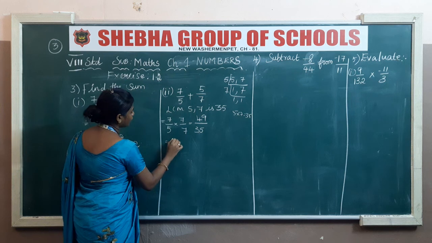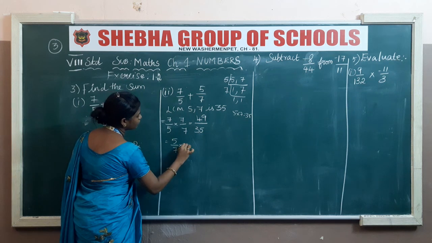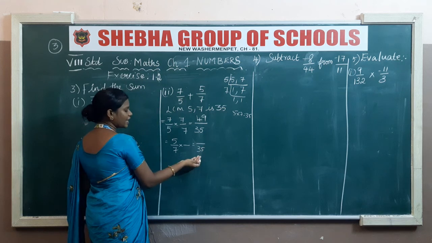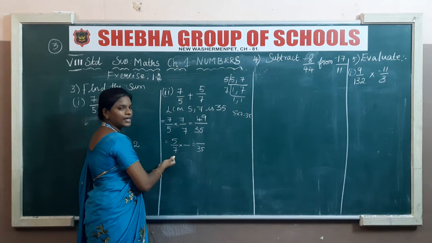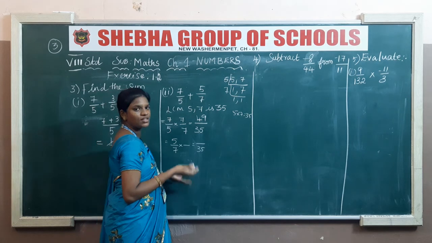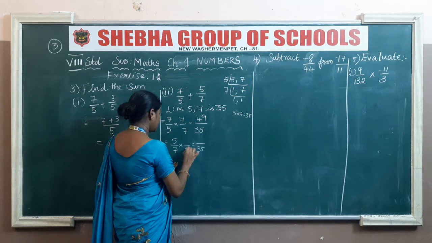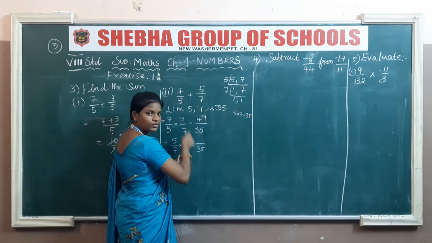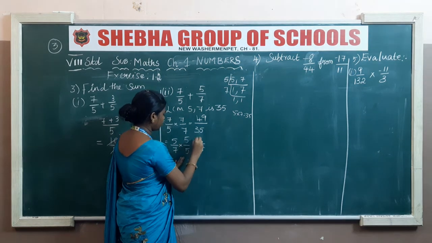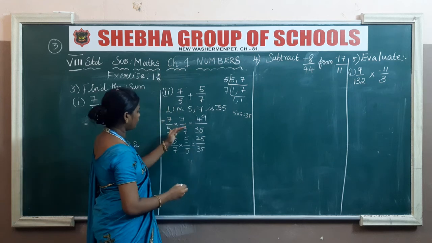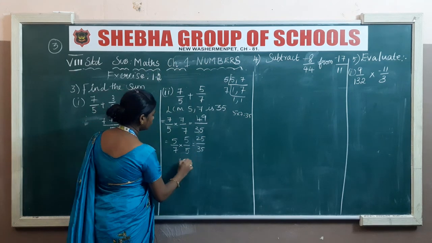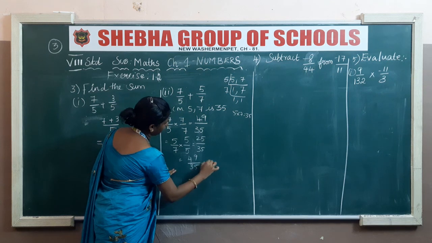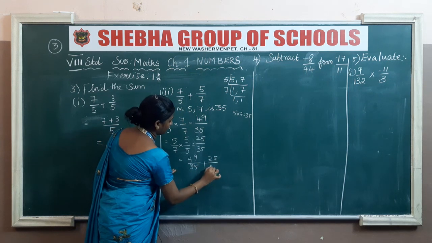Then we have to take 5 by 7, for which we have to get 35. So in the 7 table, 35 is how many times? 5 times. So obviously we write the denominator 5, and the numerator also 5. 5 fives are 25. So 25 by 35. So we take the addition, 49 by 35 plus 25 by 35.